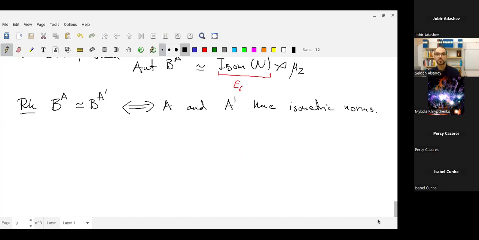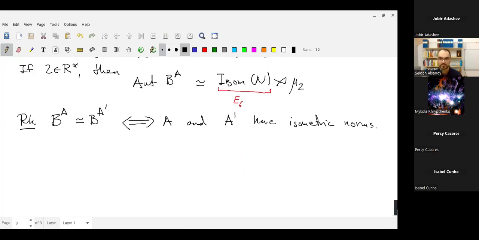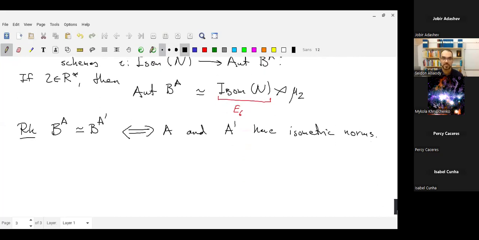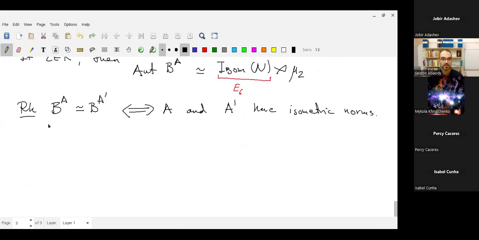What about groups of type E7? So this was the automorphism group of the Brown algebra. Now we want to look at the invariance group of the Freudenthal triple system.